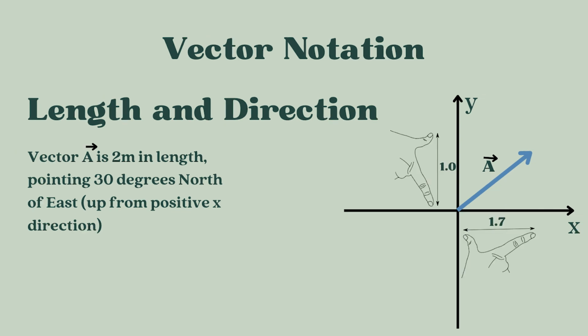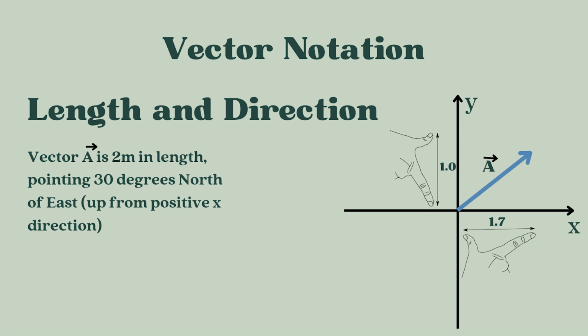By the way, notice that the length of this vector, its x component will not be 2 meters, and its y component will not be 2 meters either. X component will be 1.7 meters for this specific vector, and y component will be 1 meter. So you'll see why exactly in the next lecture, but just notice that for now.